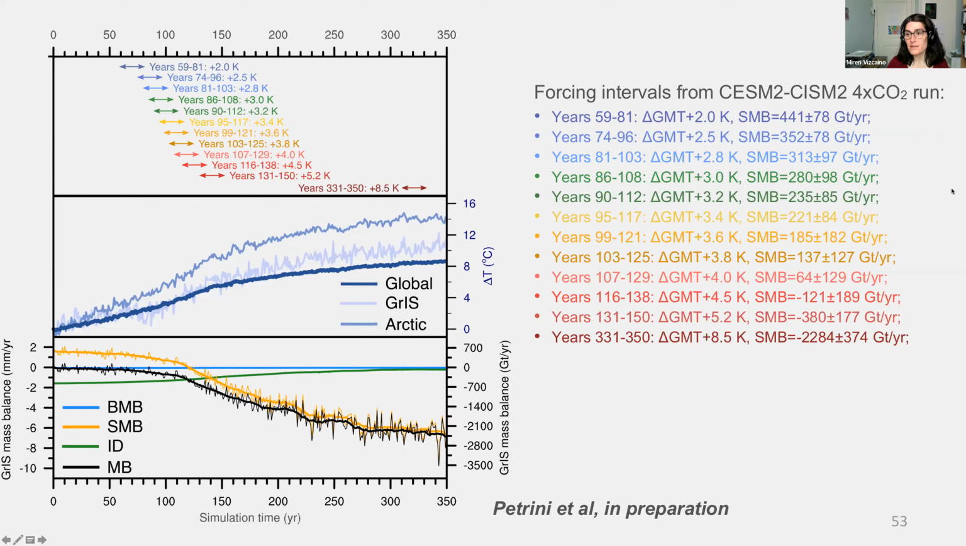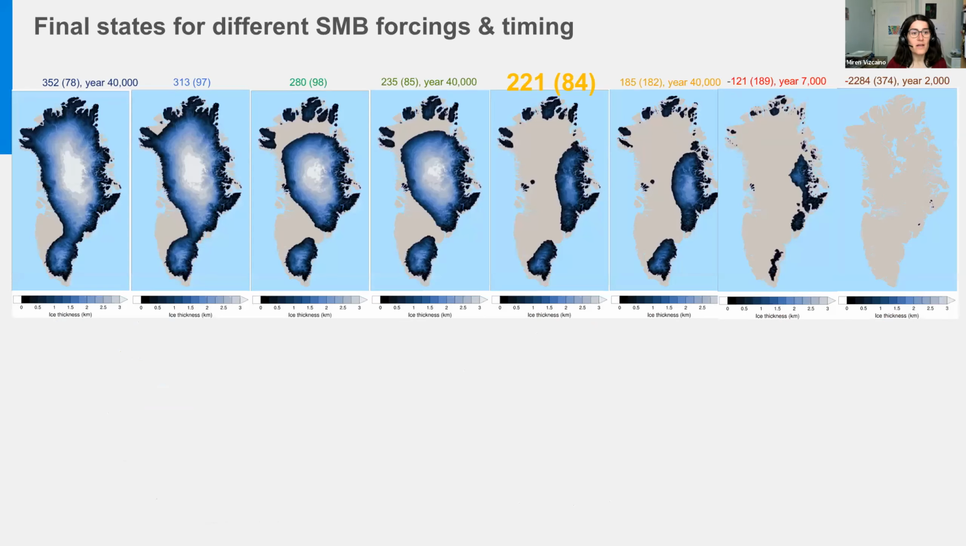A first guess is that the ice sheet will be gone if the SMB is 0, of course, but this is a very conservative threshold for the ice sheet to go. So let's see what this model is taking. When we run, these are our final states. These are for the simulations with initial 352 gigatons per year, 313, and so on. For this one, we are losing the southwest, and then it eventually is stable at this configuration.